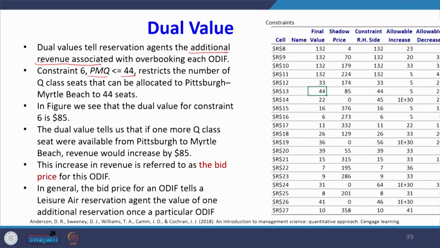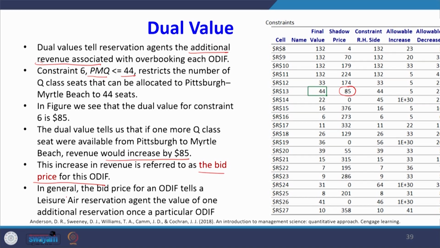The constraint PMQ less than or equal to 44 restricts the number of Q class seats that can be allocated to Pittsburgh Myrtle Beach to 44 seats. In the figure we see that the dual value for this constraint is 85. Here, 44 seats are allocated, the shadow price is 85. So, the dual value tells us that if one more Q class seat were available from Pittsburgh to Myrtle Beach, the revenue would increase by $85. So, this increase in revenue is referred to as the bid price for this ODIF.